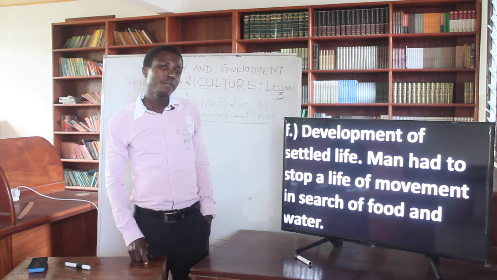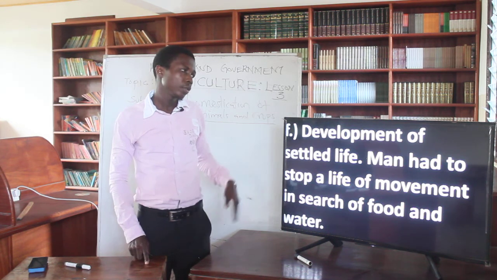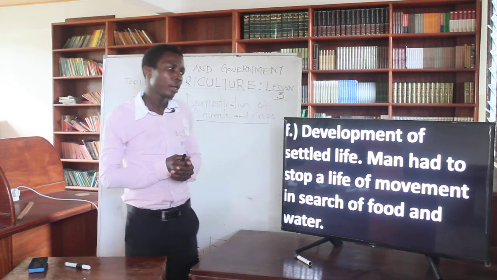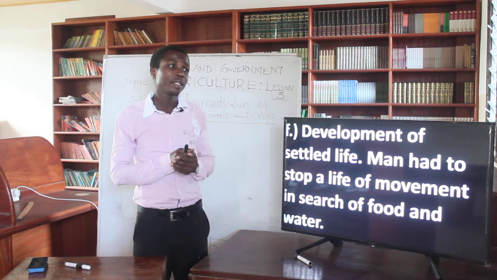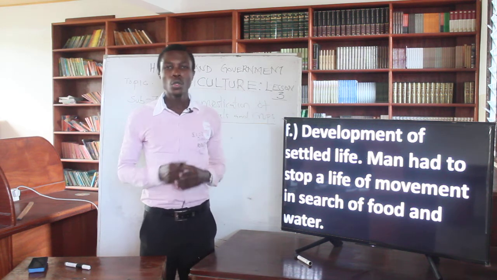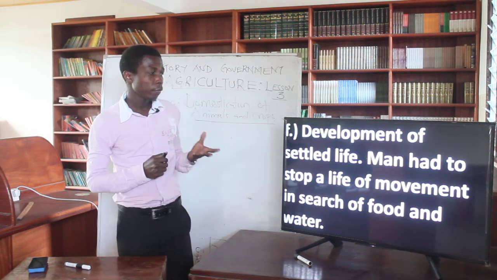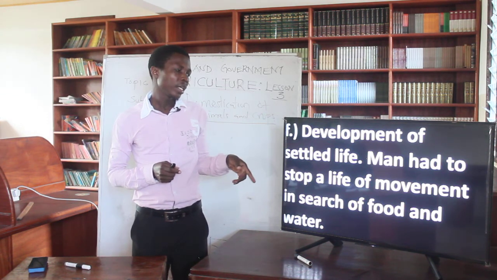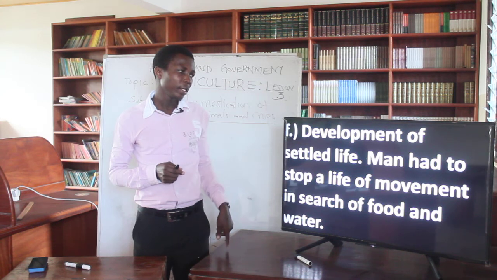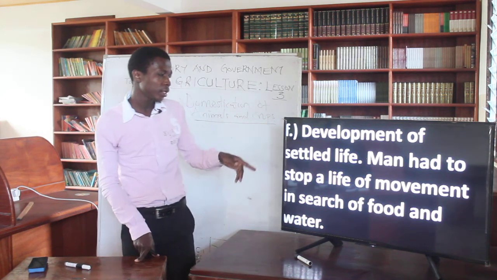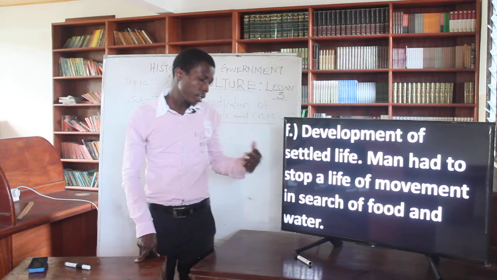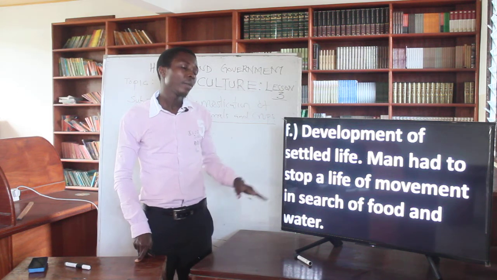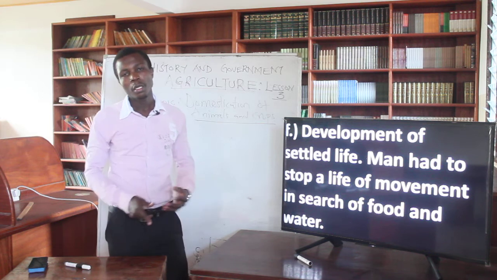Then the fifth reason why man started domestication was development of what? Settled life. These people were nomadic. Nomadic life means that they were moving from one place to another each and every time, looking for food and water. But then, after the idea of agriculture, they wanted to stay in a place permanently, and only agriculture could enable man to do this. So man had to stop the life of movement in search of food and water. Only by introducing agriculture could they have that permanent life, whereby they would not move in search of food and water.